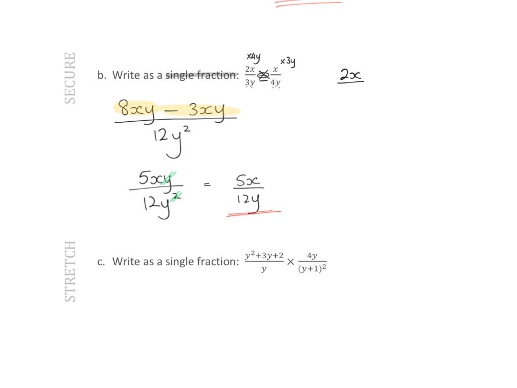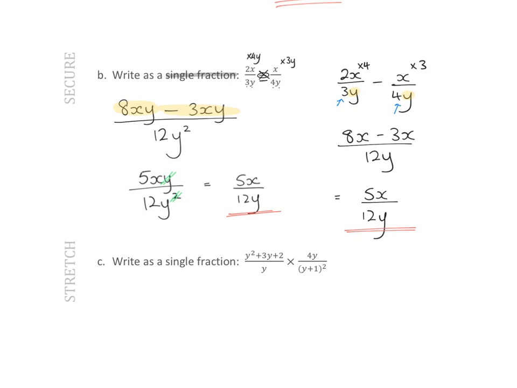Now your other option, which is a slightly more elegant solution, is to recognise that actually the common denominator for these two is 12y, because the y appears in both sections. So that means we're looking for over 12y. So this only needs to be times by 4, and that only needs to be times by 3. So we have 8x minus 3x, which equals 5x over 12y. Same answer. And that is our answer there.